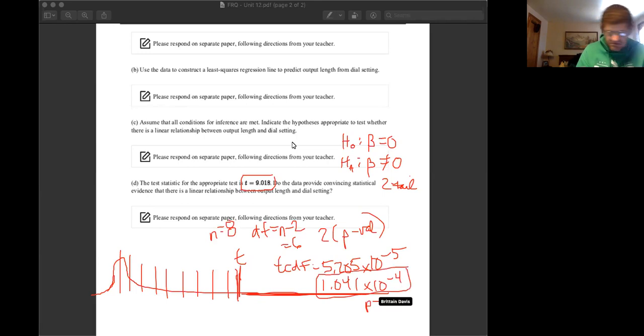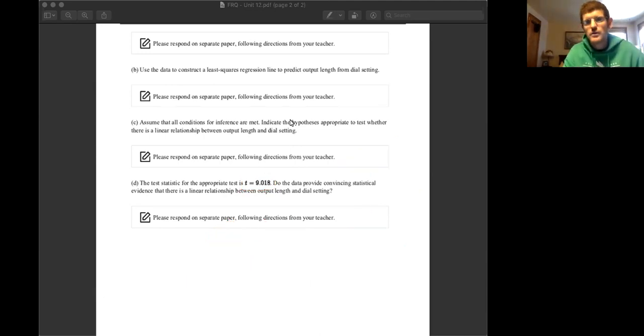So, I mean, at this point, you could write a sentence, because our p-value is less than the significance level, or any reasonable significance level. It doesn't even tell us what significance level to use. Because below any reasonable significance level, we have convincing evidence that there is an association between these two variables. And what else was I going to say with that? Oh yeah, we reject the null hypothesis. There we go. Pretty straightforward. If you have more questions on that FRQ, of course, we can look at that later.